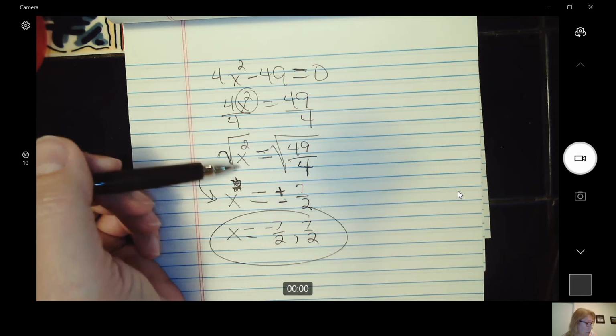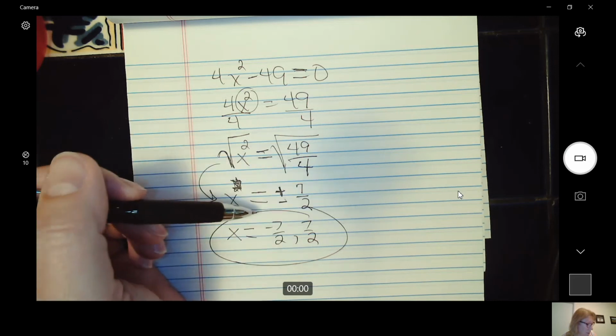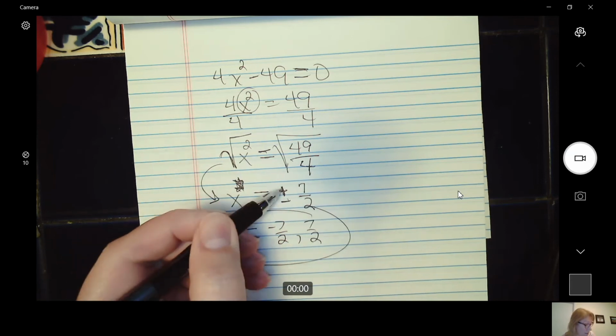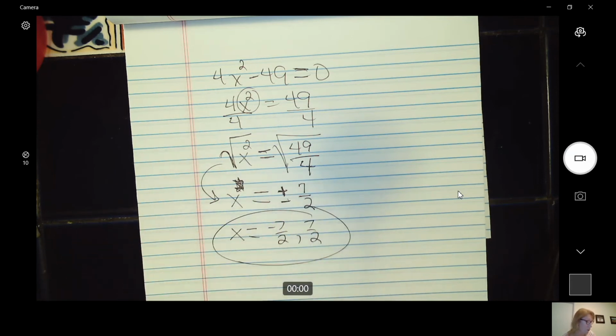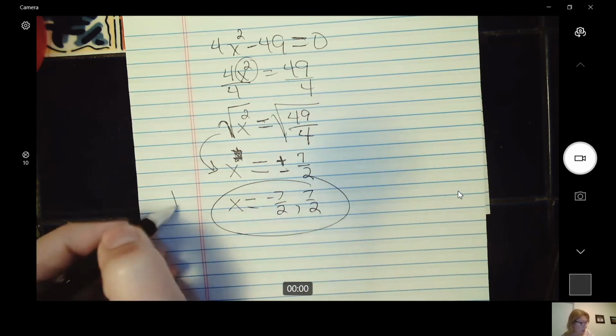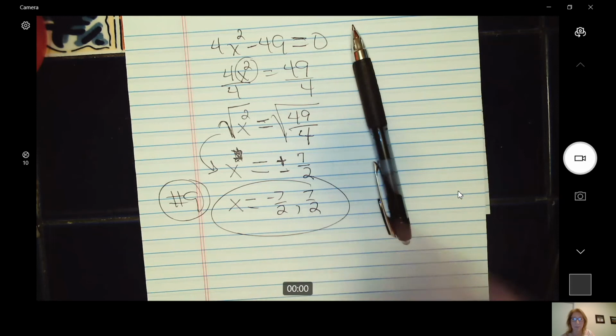And if there's anything else under the square root with the variable, then you would continue to work until it's completely solved. So that's how we would do number 9: we would get the squared variable by itself, take a square root on both sides, and remember to include both the positive and negative square root for your final answer. All right, so that was number 9 on the review.